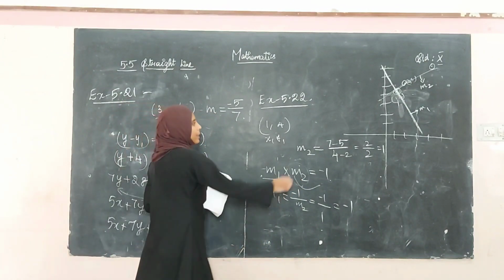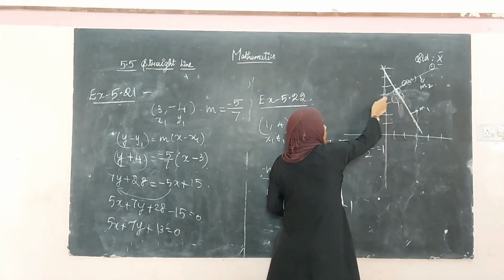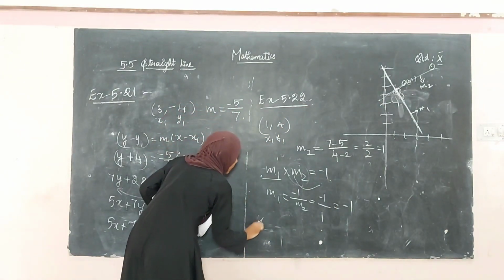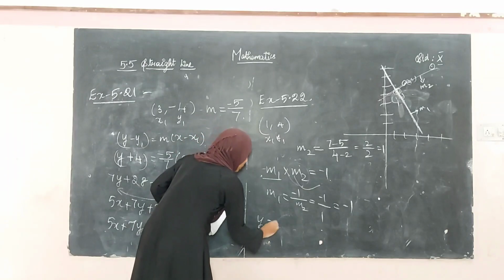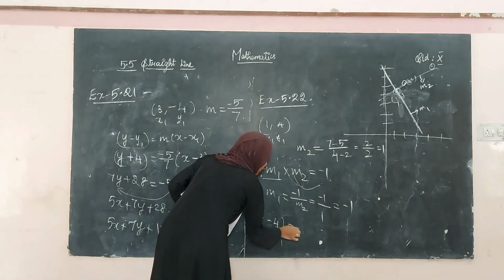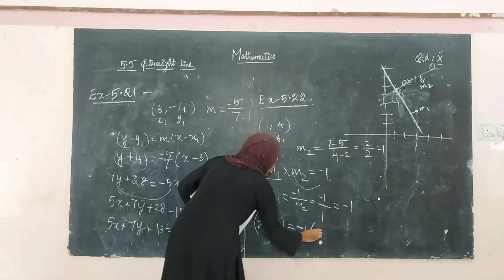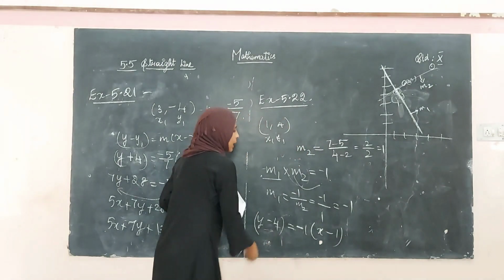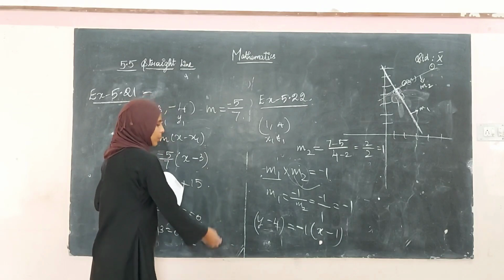Okay, now we know the slope of this line, and we know a point too. So you can use the point slope form y minus y1. What is y1? It is 4. y minus 4 equal to, what's the value of m? Minus 1 into x minus, what is x1? It is 1. So you have to rewrite it in the correct equation form.